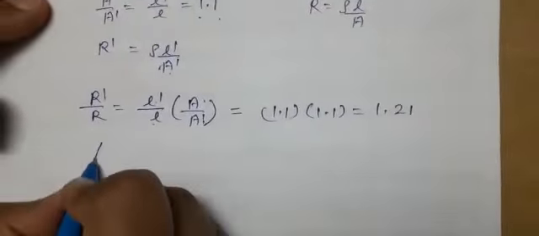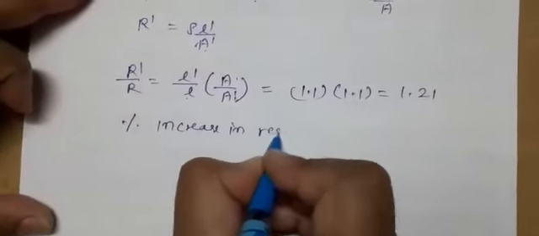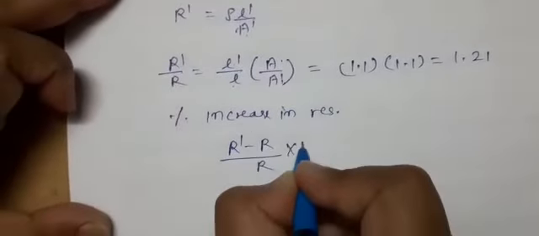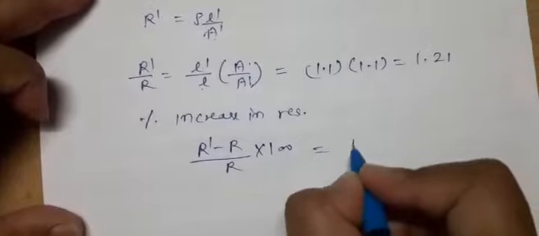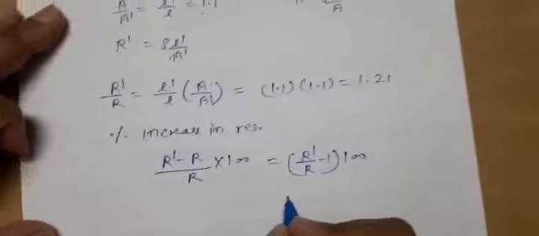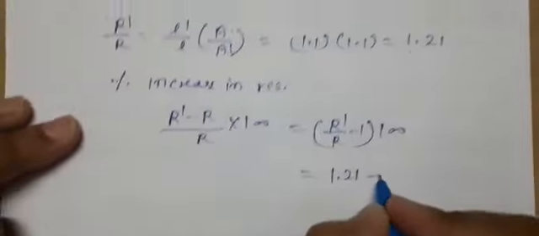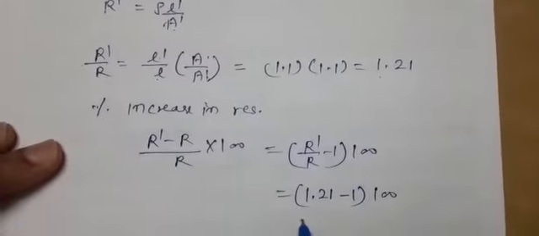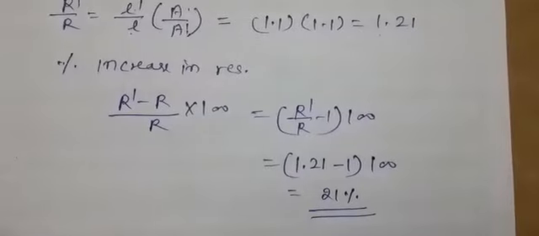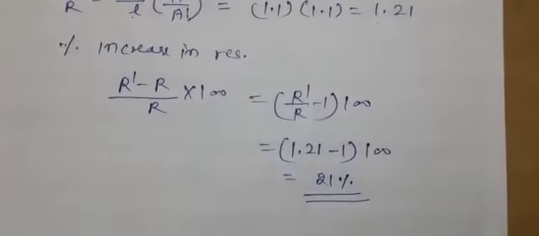So now what you have to find? The percentage increase in resistance. That means R dash minus R upon R into 100, which you can further write as R dash upon R minus 1 into 100. So R dash upon R, from this result, is 1.21 minus 1 into 100. So it will be 21%. So this is the percentage increase in resistance, that comes out to be 21%.